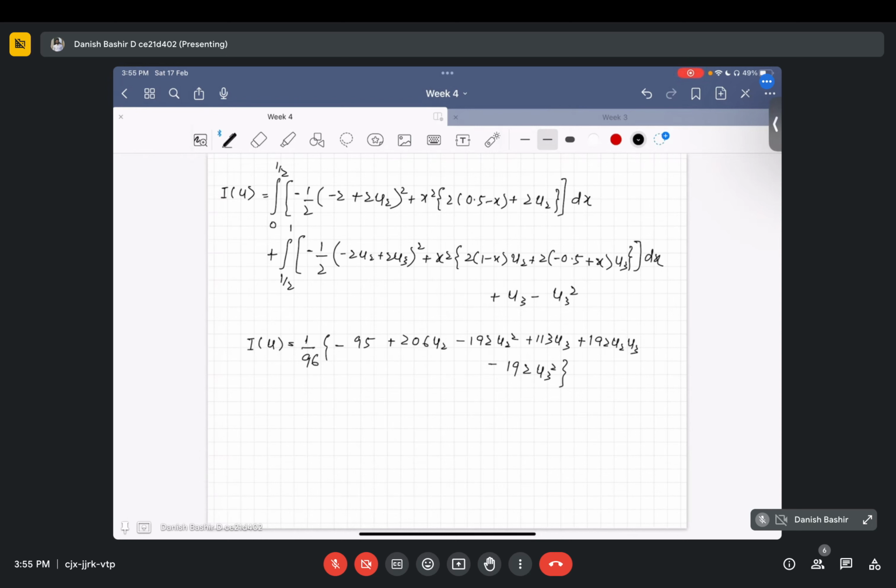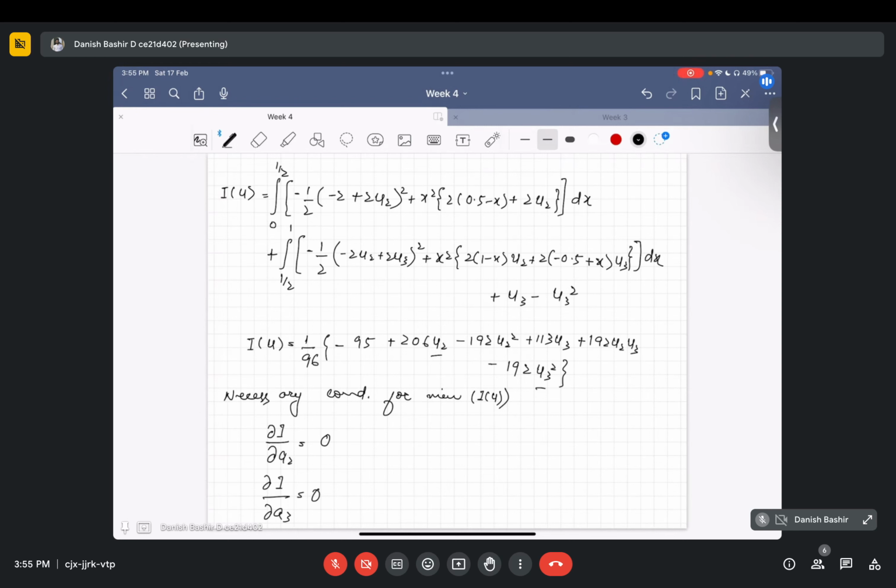So now you can see that we have two unknowns, u2 and u3. The necessary condition for minima, what is this minima? This is the necessary condition for the error to be minimum, for the minima of I of u. We have the necessary condition: the partial derivative with respect to the first unknown u2 should be equal to 0, and with respect to the other, u3, it should also be equal to 0.